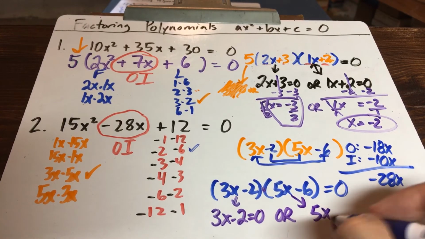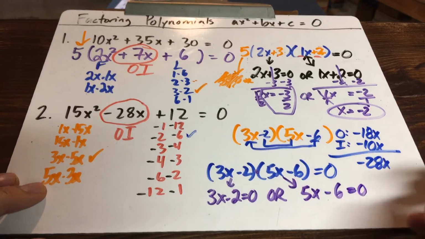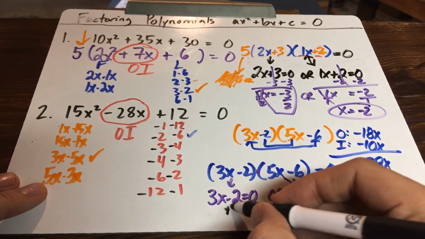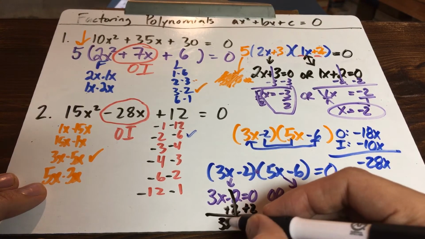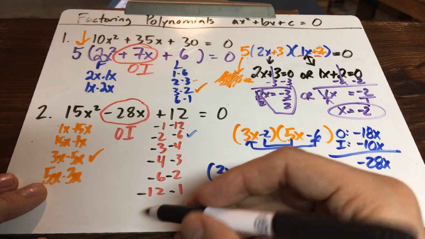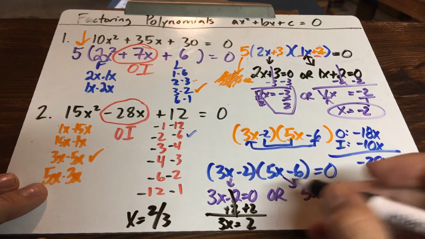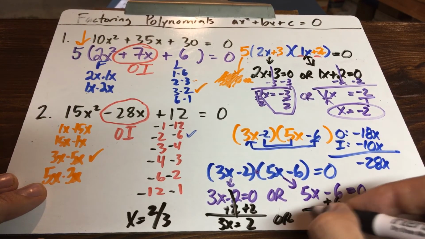I'm going to scoot it over to the side a little bit just to save some space. And then I just solve each one of these equations. I can do some quick two-step equation stuff, add 2 on both sides. It would be 3x equals 2, then you would divide both sides by 3. And so that would leave you with an answer of x equals 2 over 3, right? 2/3. Or over here, you would add 6 on both sides.